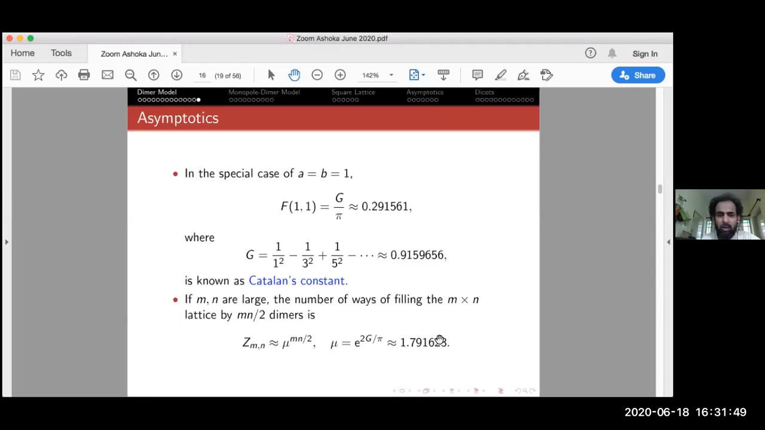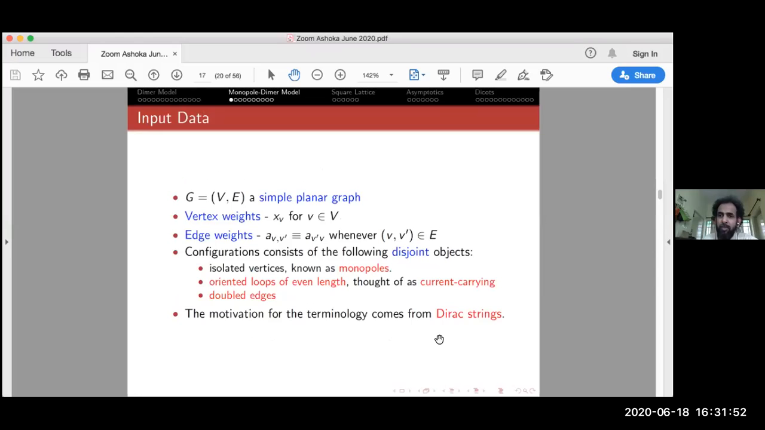Okay. So now I want to describe a generalization of this. This is what I call the monopole dimer model. So again, G is a simple planar graph, undirected. But now I need both vertex weights and edge weights. To each vertex V, I'll give the weight x sub V. And edge weights: if V and V prime is an edge, then I give the weight A sub VV prime, and that's the same as V prime V. Now, my configurations for the dimer model earlier were just pairs of edges, disjoint and non-adjacent. But here I'll have something more complicated.